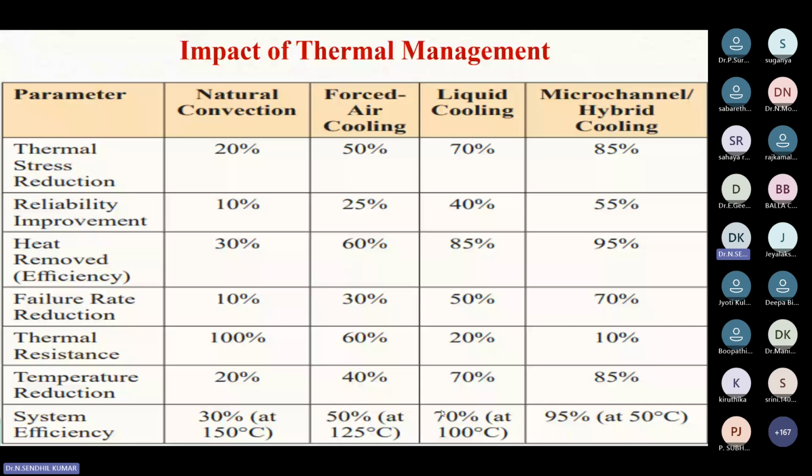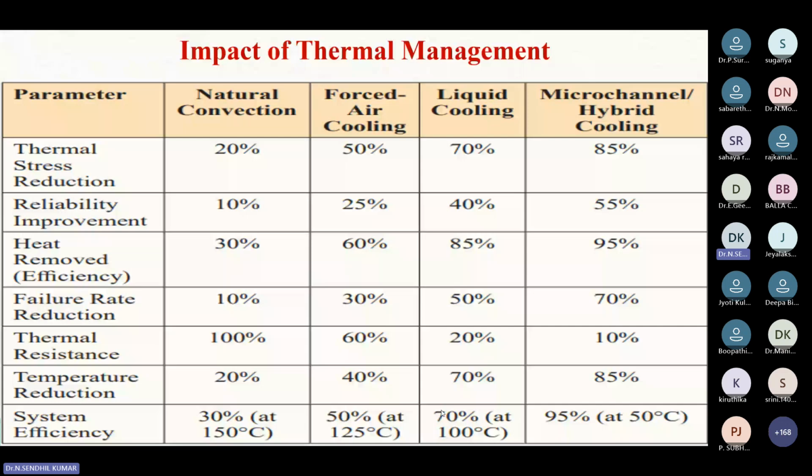The temperature reduction is almost 85% in the cooling technologies. So system efficiency depends on the temperature at which it is operating. That is very important. At 95%, micro channel cooling efficiency will be very high, whereas natural convection is 30% only. At 150 degrees, if you still have 50% it is okay, but when the temperature increases, natural convection will not play a major role. Only forced convection in the high cooling technologies, micro channel, hybrid cooling or immersion cooling, you have to prefer. These are some of the harsh environment goals.